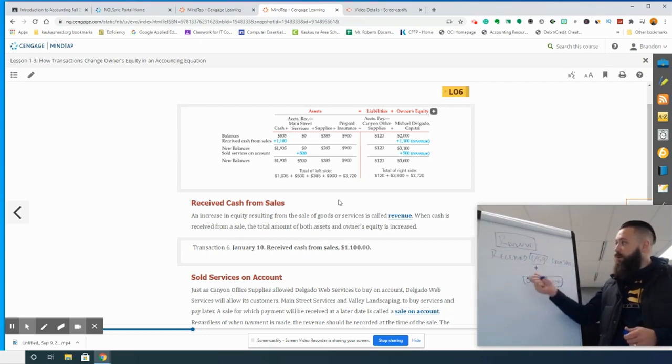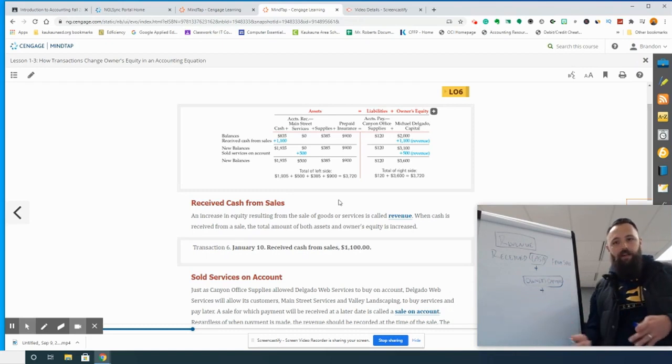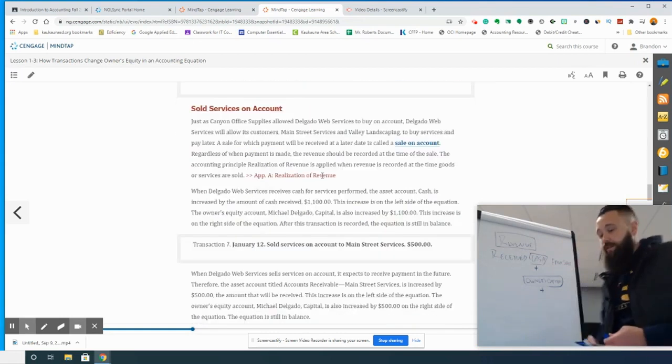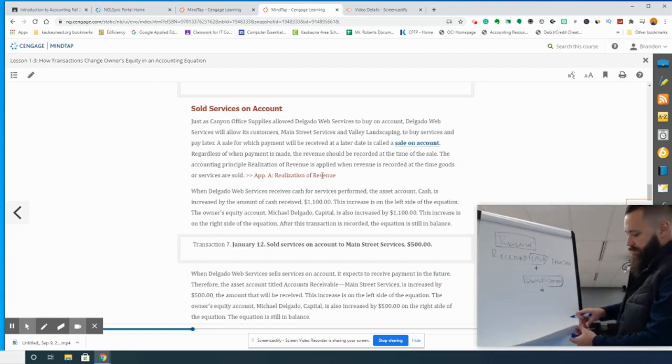This revenue, when we receive cash from a sale, is going to affect cash and it's going to affect owner's capital. When we look at that, cash is on the left-hand side, owner's capital is on the right-hand side. Our accounting equation is going to be balanced. The next one that we're going to look at, though, is sold services on account. Let's just move to another page here.